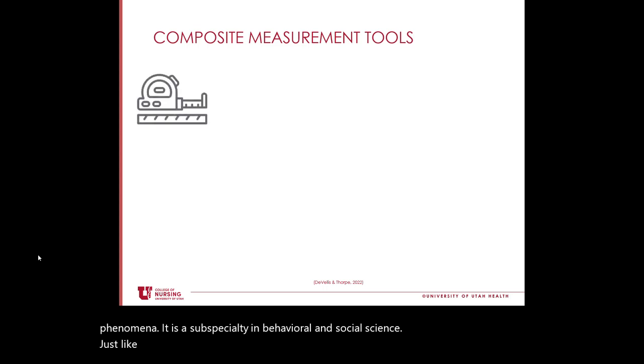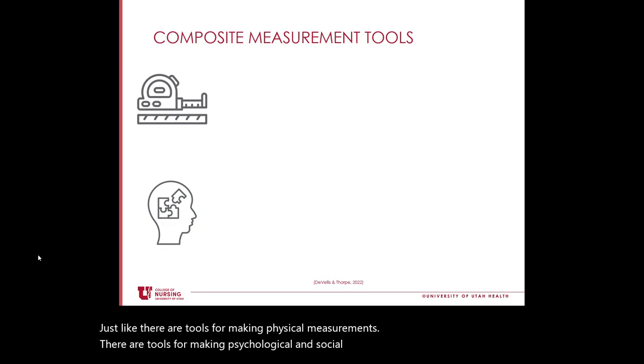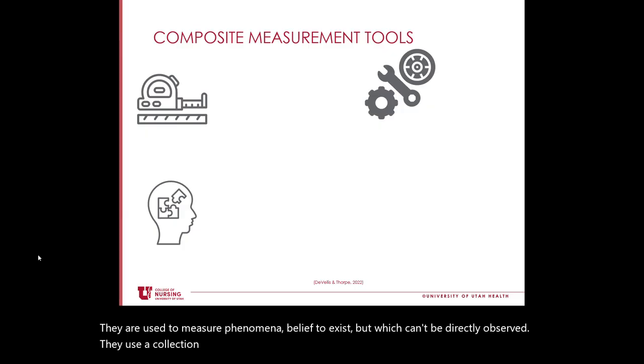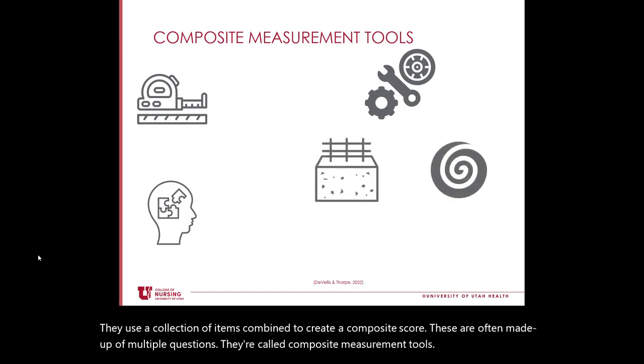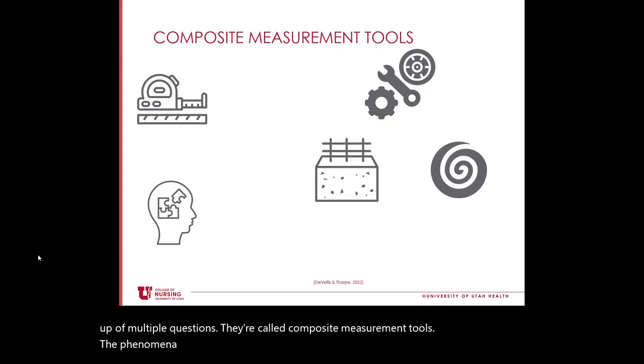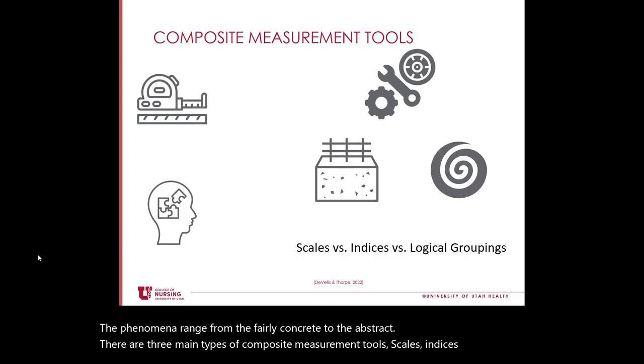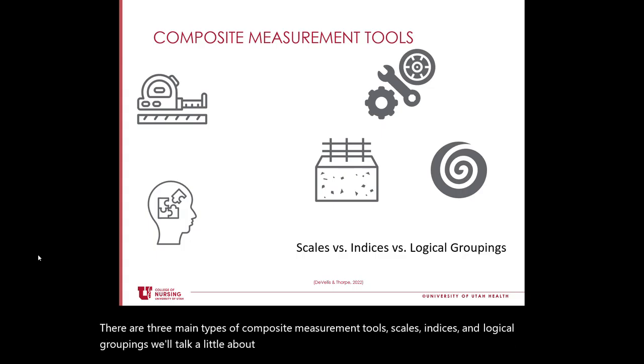Just like there are tools for making physical measurements, there are tools for making psychological and social measurements. They are used to measure phenomena believed to exist but which can't be directly observed. They use a collection of items combined to create a composite score. These are often made up of multiple questions. They're called composite measurement tools. The phenomena range from the fairly concrete to the abstract. There are 3 main types of composite measurement tools: scales, indices, and logical groupings. We'll talk a little about each one.